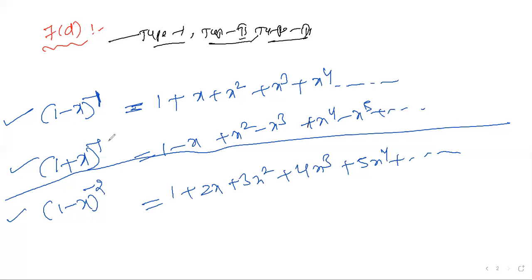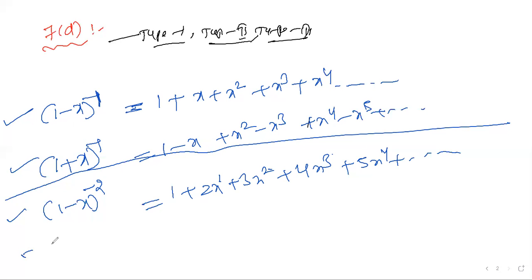This is inverse, this is minus 2, power 2. Power 2 means 1 plus 2x, and this is only x square: 1 plus 2x, 3x square. It goes 2x power 1, 3x square, 4x cube, 5x power 4. One power is going to be down. Other than the constant, like this you'll get.